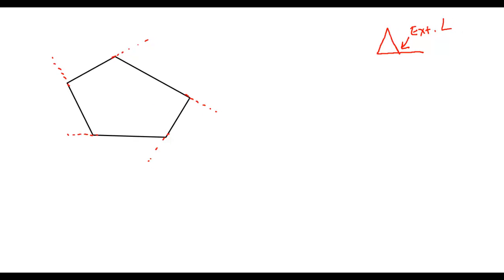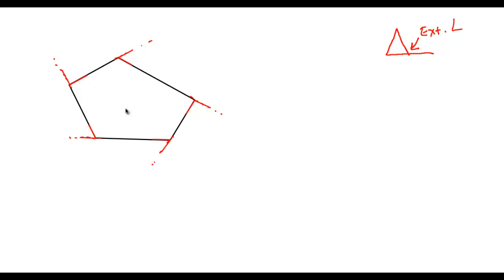Now, the good news about this is not going to be as complicated as you think. So if you look at my exterior angles I've created here, I have 1, 2, 3, 4, 5.